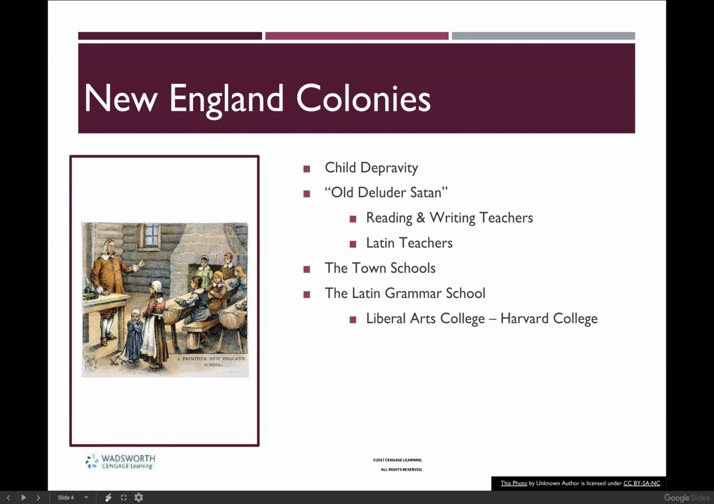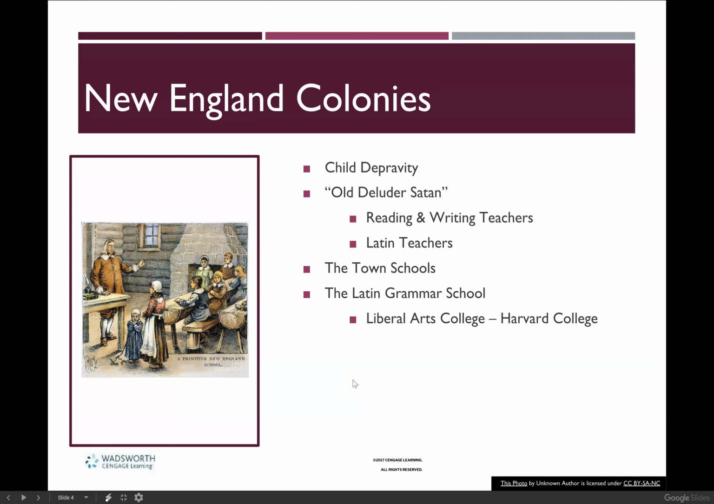And so some of their key features were they believed in child depravity, right? Where the children have embedded kind of misbehaviors or sins that had to be taught out of them. And so there was actually this policy, the old deluder Satan policy. And so they had to teach reading and writing. And so there were reading and writing teachers, there were Latin teachers, so that people could study the Bible to kind of inform themselves and not be fooled by Satan. There were town schools. And so we have an example of a primitive New England school in the image.